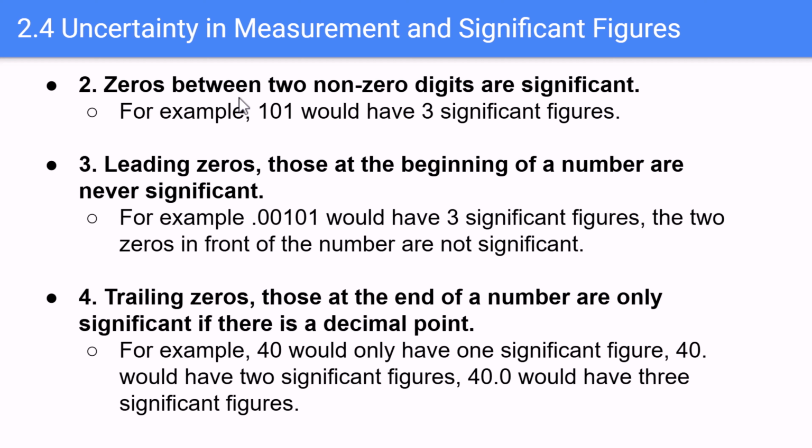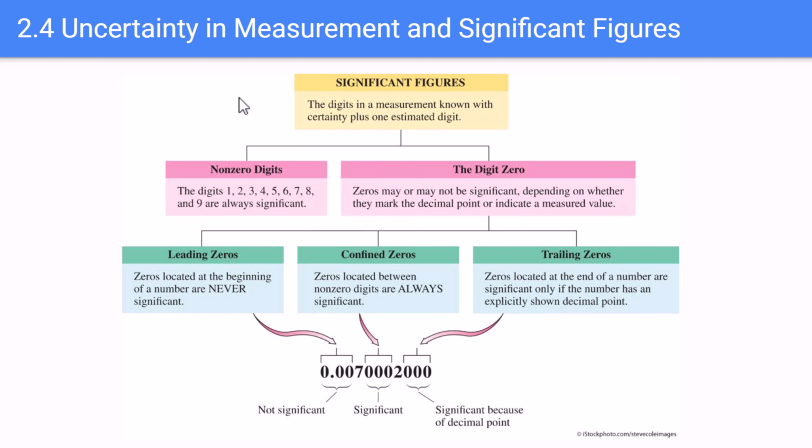So again, it does take some time to understand how we go through and evaluate significant figures, but as you continue to practice with it, you recognize that really the only tricky part is figuring out if the zeros are significant or not significant. Big thing here, 3 and 4. Leading zeros, zeros at the beginning of a number, are never significant. Trailing zeros are significant only if there is a decimal point in the number.